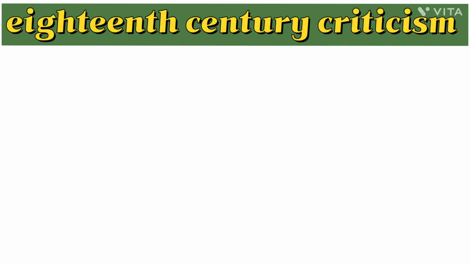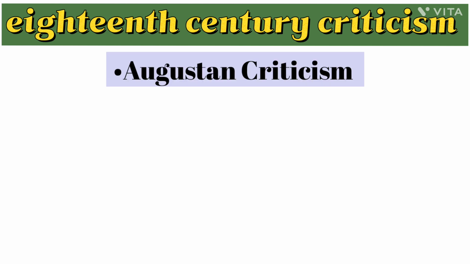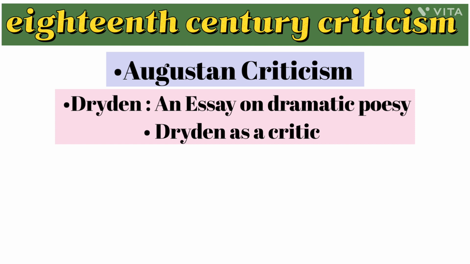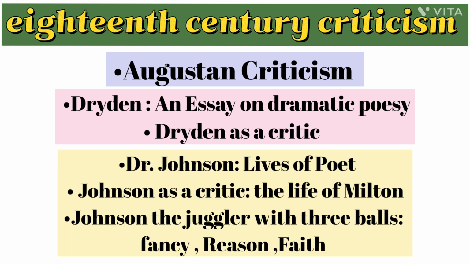And in 18th century criticism, you have to study Augustan criticism and critics like Dryden and Essay of Dramatic Poesy, and Dryden as a critic. Then you have to study Dr. Johnson's Lives of the Poets and Dr. Johnson as a critic with reference to one life, that is the Life of Milton. Then you also have to read Johnson the Juggler with Three Balls: Fancy, Reason, Faith.